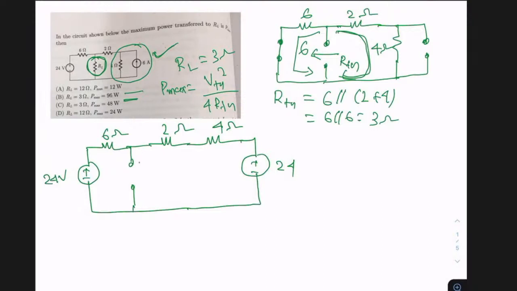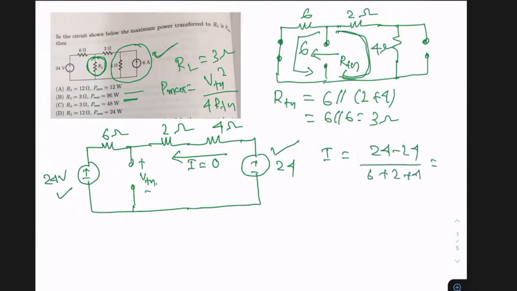So which voltage is VTH? Your this voltage VTH. If I ask you, how do you get the VTH here? There are multiple ways, but one thing I can tell, in this path the current I equals 0. Why? Because this is 24, this is 24. So the current in this series path is 24 minus 24 divided by 6 plus 2 plus 4, which is basically 0. If the current is 0, there is no drop, so this voltage is 0. So if I ask you what is VTH, your VTH is equal to 24 in this case.